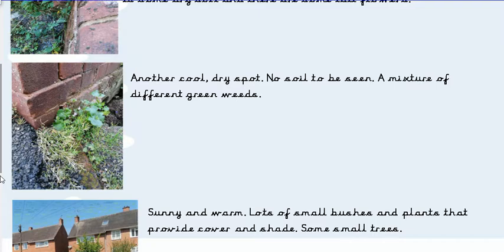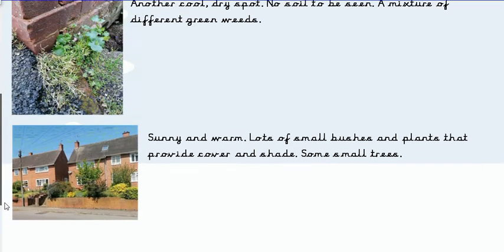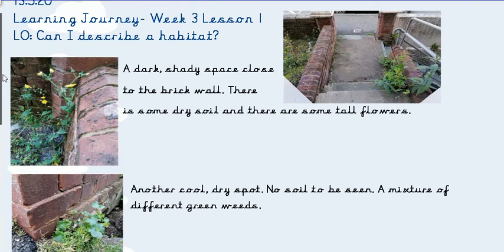Okay, and the last one, I've cheated a bit here because this isn't where I live. This is a photo taken from over the road, on the other side of the road where I live. Sunny and warm. This is where the sun was today. Lots of small bushes and plants that provide cover and shade. Some small trees. Right, so this is one microhabitat where the mini beasts or animals might like to be, and they might prefer to be over here in the sun by the trees rather than by my little wall here. Okay?